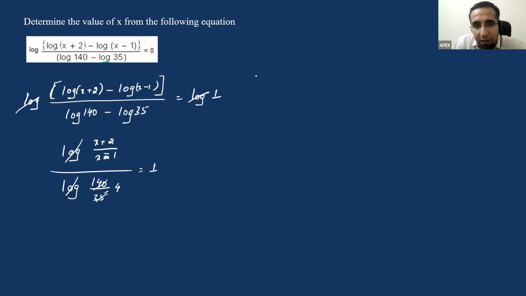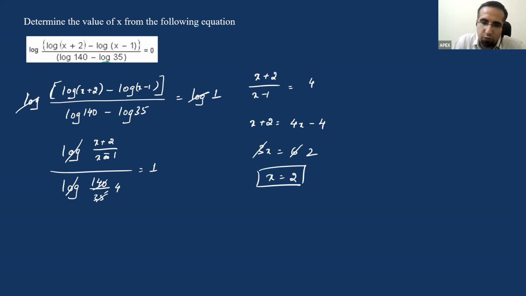So when we cross multiply, we get x plus 2 by x minus 1 is equal to 4, or we have x plus 2 is equal to 4x minus 4, or we get 3x is equal to 6, or we get the value of x is equal to 2. Clear? So if you're looking at the value of x is equal to 2, the question is asking you to determine the value of x, and 2 should be your final answer. So this is going to be your answer there.